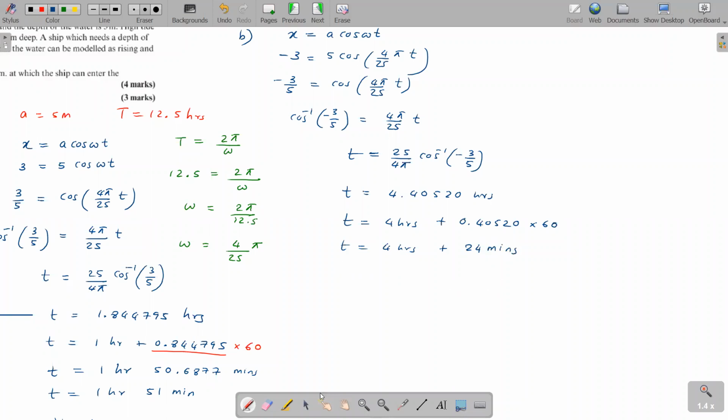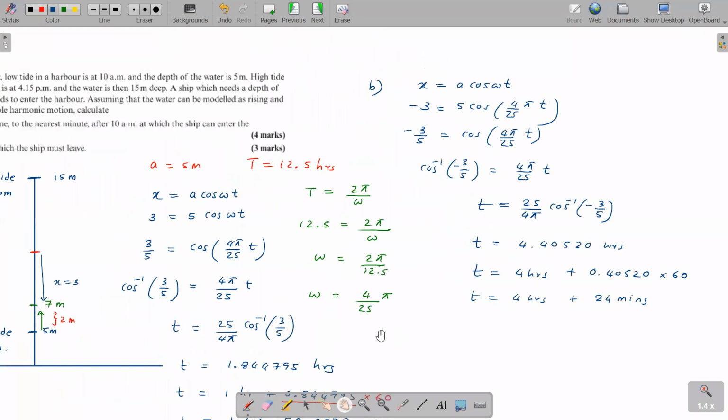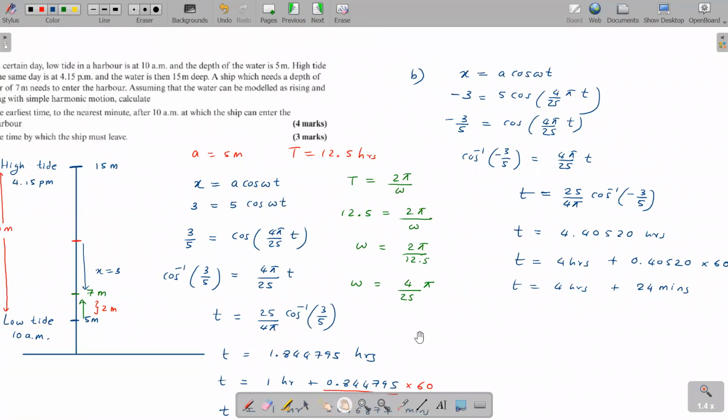So basically, now remember again, it's important that you remember where you measure this time from. You took X equal A cos omega t, which means that you measure the time from the amplitude, the high tide. In this case, we took the high tide. And then we passed the center and went to the other side. That's why we used X as negative. And then 4 hours and 24 minutes later, we are at the 7 meter depth, which means what?